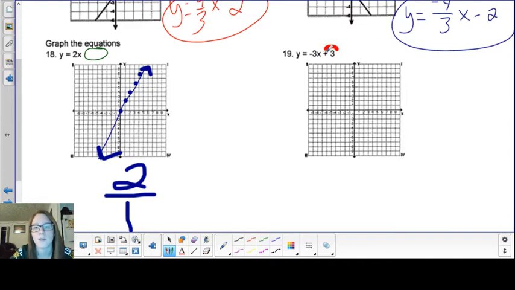Alright, my intercept here is at positive 3. So I'm going to start up 3. And then I'm going to go down 3 to the right 1. Down 3 to the right 1. Down 3 to the right 1. Down 3 to the right 1. And then again, go ahead and connect your lines.